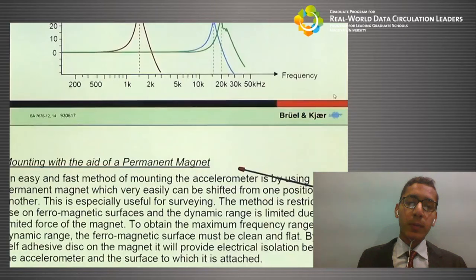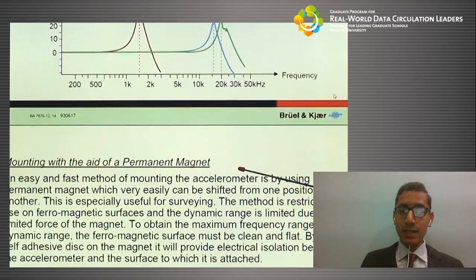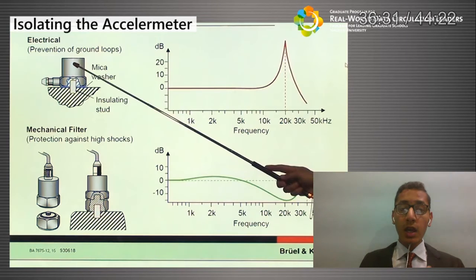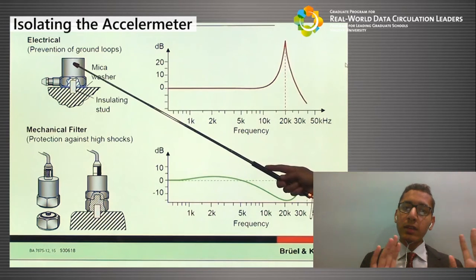We have mounting with the aid of a permanent magnet. It is an easy and fast method of mounting the accelerometer, using a permanent magnet, which very easily can be shifted from one position to another. This is especially useful for surveying. The method is restricted to use on ferromagnetic surfaces, and the dynamic range is limited due to the limited force of the magnet. To obtain the maximum frequency range and the dynamic range, the ferromagnetic surface must be clean and flat. By fitting a self-adhesive disc on the magnet, it will provide electrical isolation between the accelerometer and the surface to which it is attached.